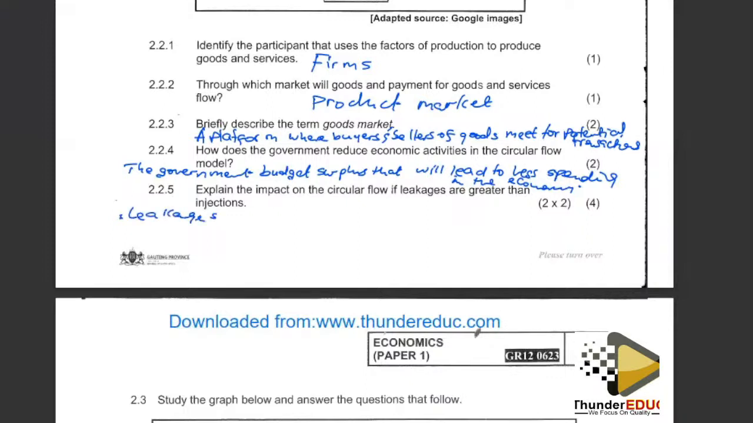Leakages reduce the flow of income in an economy.